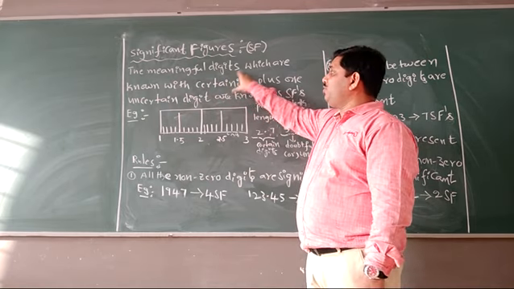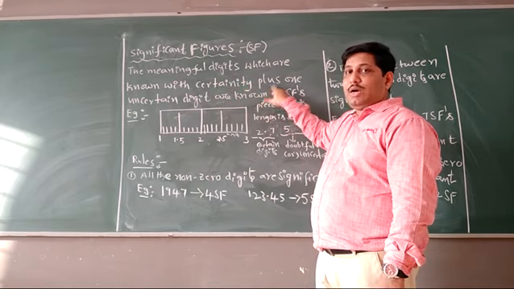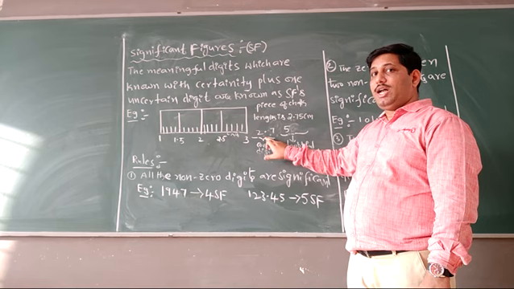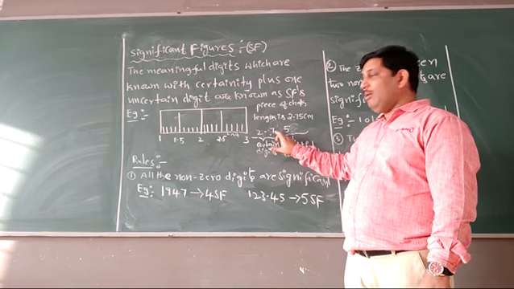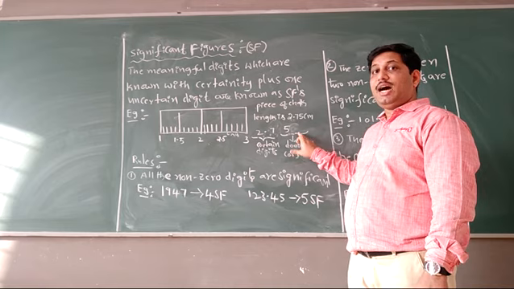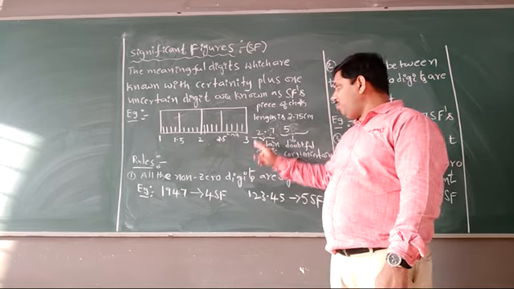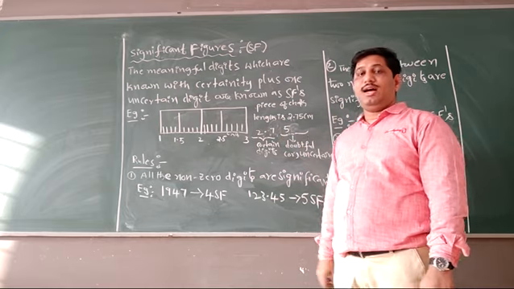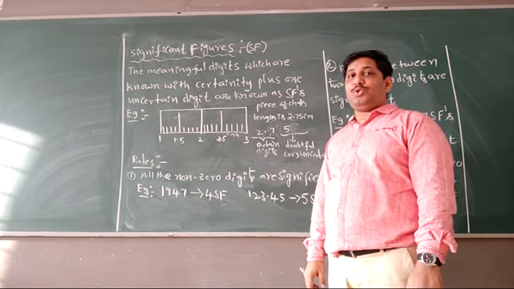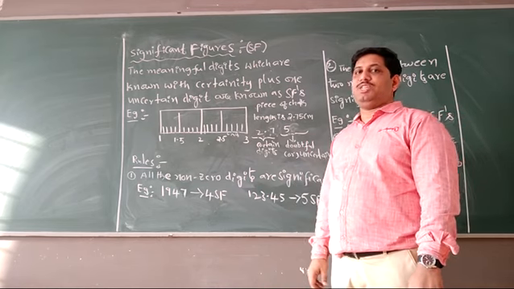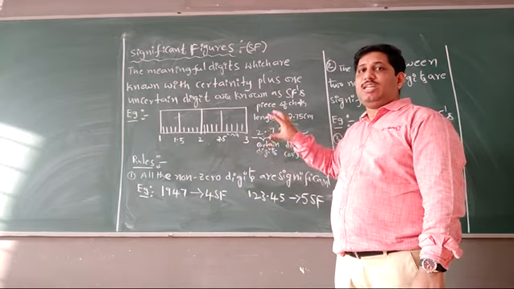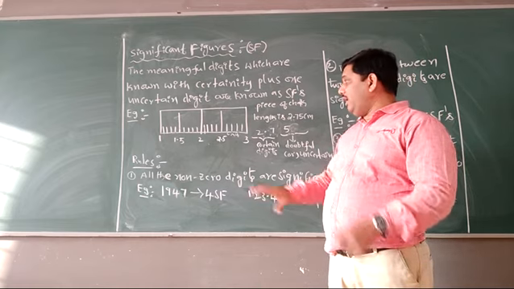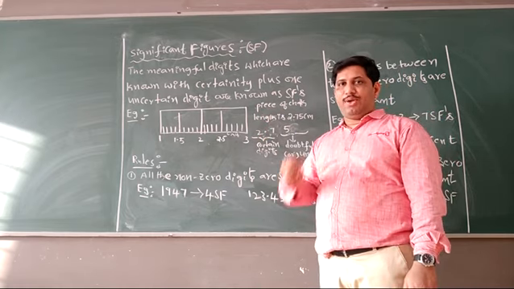The meaningful digits which are known with certainty plus one uncertain digit are known as significant figures. In this 2.75, students, the certain digits are 2 and 7 which are known with certainty, plus one uncertain, doubtful digit, are known as significant figures. Hence, 2.75 contains 3 significant figures. 2, 7, 5 are the 3 significant figures present in the measurement 2.75 centimeters. The main purpose or theme of significant figures is to express the result of the experiment in an accurate way.